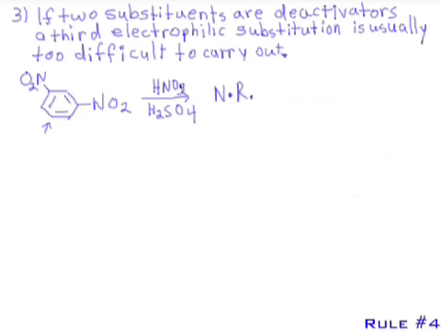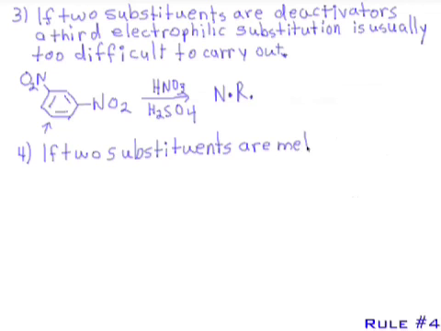Lastly, rule number 4. If two substituents are meta, substitution between them does not occur.